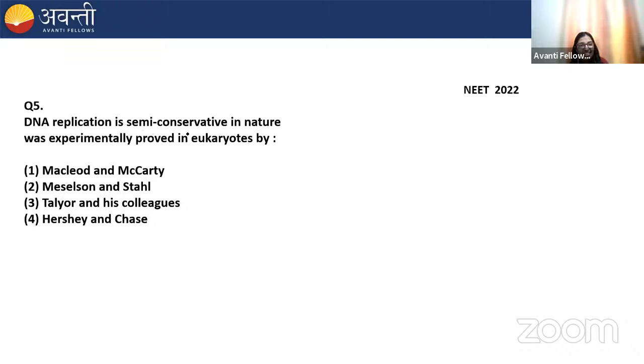DNA replication is semi-conservative in nature, was experimentally proved in eukaryotes by. They're asking about eukaryotes. Option 1 says MacLeod and McCarthy. Option 2 says Meselson and Stahl. Option 3 says Taylor and his colleagues. Option 4 says Hershey and Chase. What do you think? What will be the correct option? They're asking that DNA replication is semi-conservative in nature, was experimentally proved in eukaryotes.